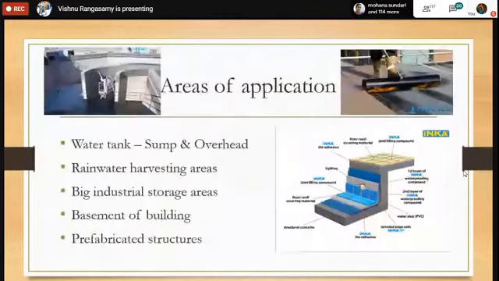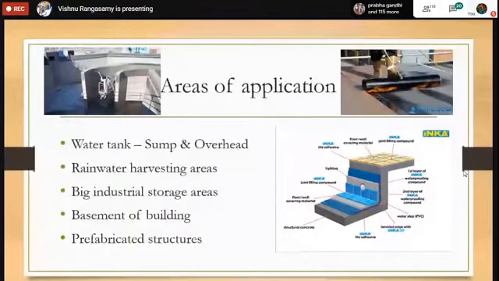So what are the areas of application? Water tanks, rainwater harvesting areas. Like if you have 40 acres, then in those days they were constructing where there is a sunken area, they'd be developing wells, bore wells. So nowadays they are developing rainwater harvesting areas.